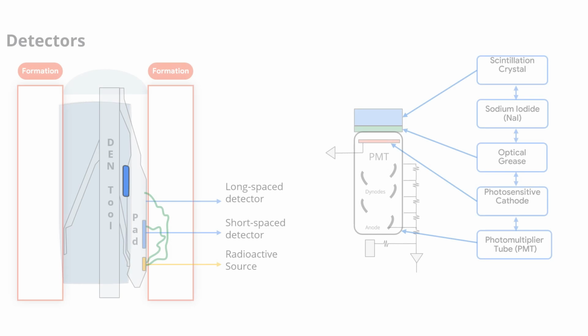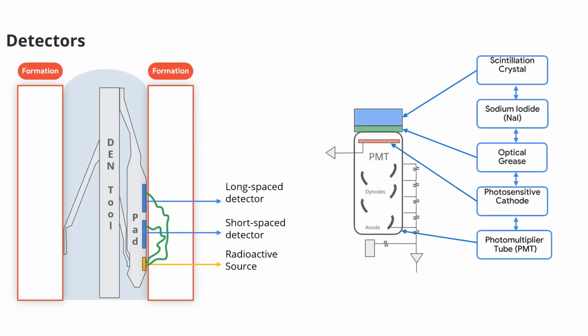Talking about detectors, density porosity tools have two scintillation detectors, one called long spacing and the other short spacing. Based on the distances from the radioactive source, they measure the gamma rays that return after interacting with the formation. These detectors contain sodium iodide crystals, which produce light pulses when hit by gamma rays. These light pulses are converted to electrical signals by a photomultiplier tube, allowing us to measure the energy levels of gamma rays. These energy levels are recorded by the tools as count rates.